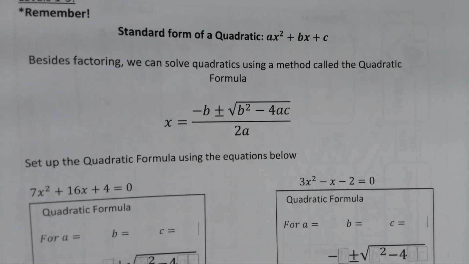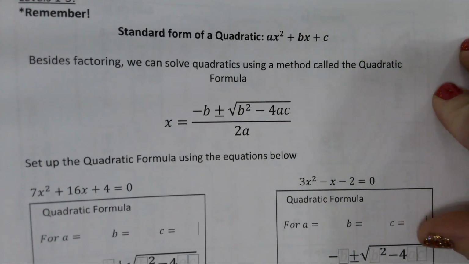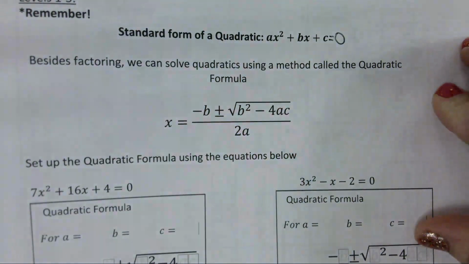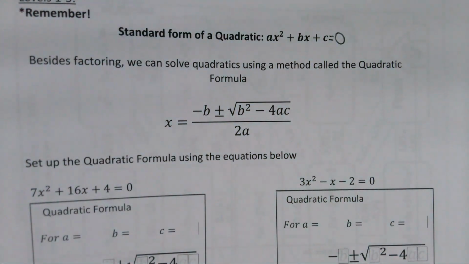The standard form of a quadratic is ax squared plus bx plus c, and when it equals 0, we're able to use the a, b, and c and plug it into our formula, which is given here. X equals negative b plus or minus the square root of b squared minus 4ac all over 2a.